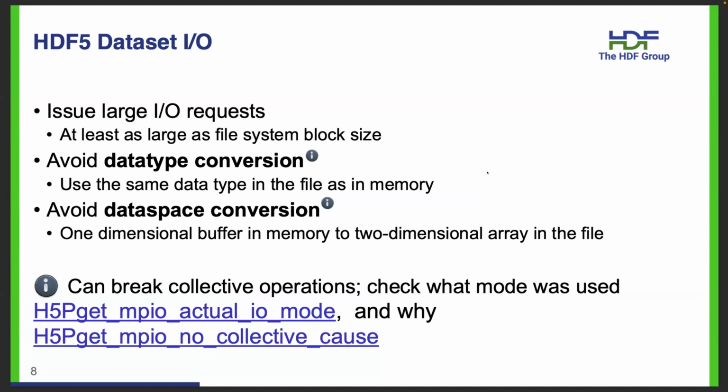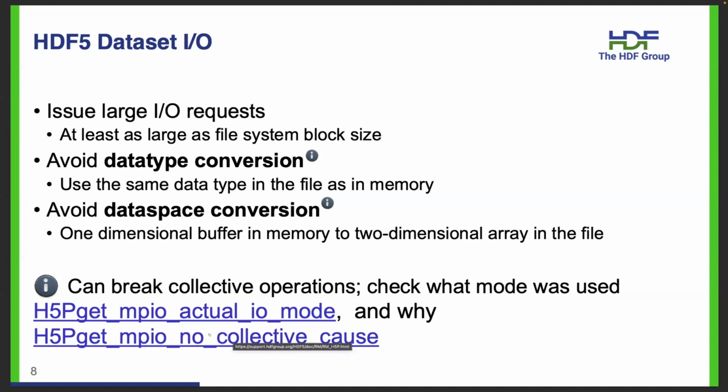Some of these can also create problems; for example, data type conversion can break collective operations. And if that happens, you can always check that you actually did the collective or independent operation as you expected with just two calls. You can do H5Pget_mpio_actual_io_mode. That tells you what actually happened, because even though you said you wanted collective, it might have bumped back to independent.